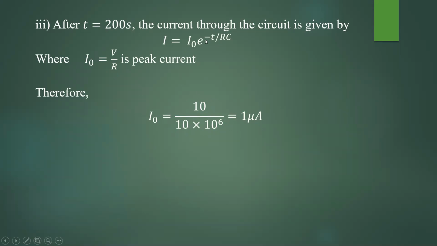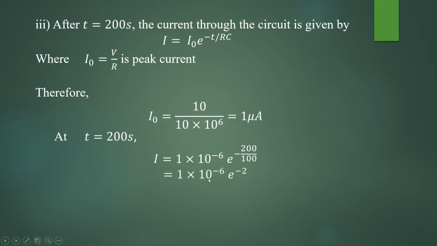You substitute here. T is known, RC is known, and I naught we have now calculated. You substitute and finally calculate the value of I at t is equal to 200 seconds. So I naught is 1 into 10 to the power minus 6 ampere. Micro means 10 to the power minus 6. Then into e to the power minus t by RC. T is 200 seconds. What is the value of RC? RC is 100 seconds, already calculated. That is the time constant. So simplify it further.